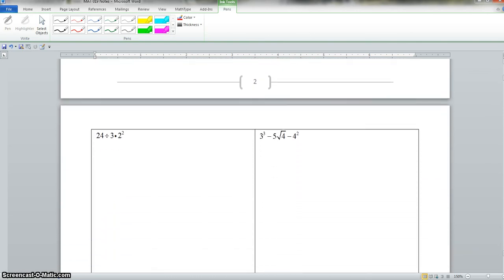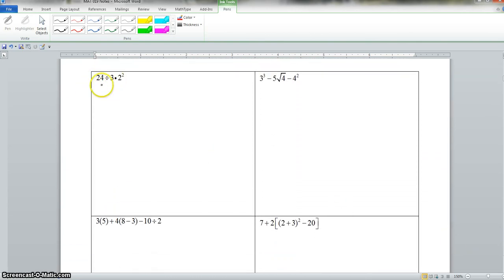Now we scroll here to page 3. We have division, multiplication, and the exponent. We know we do the exponent first. So we have 24 divided by 3 times 2 squared, which is 4. Now we look at the operations we have left. We have division, we have multiplication. According to the order of operations, since we have division and multiplication, we do whichever one comes first from left to right. And since division came first from left to right, we would divide first.